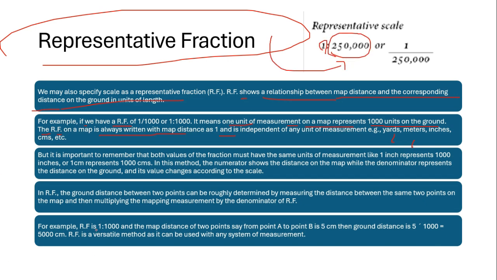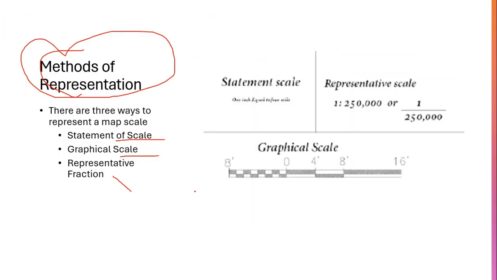For example, if the representative fraction is 1:1000 and the map distance from point A to point B is 5 centimeters, then the ground distance is 5 into 1000, which is equal to 5000 centimeters. So the representative fraction is a versatile method and it can be used with any system of measurement. These are the 3 types of scale representation on a map.